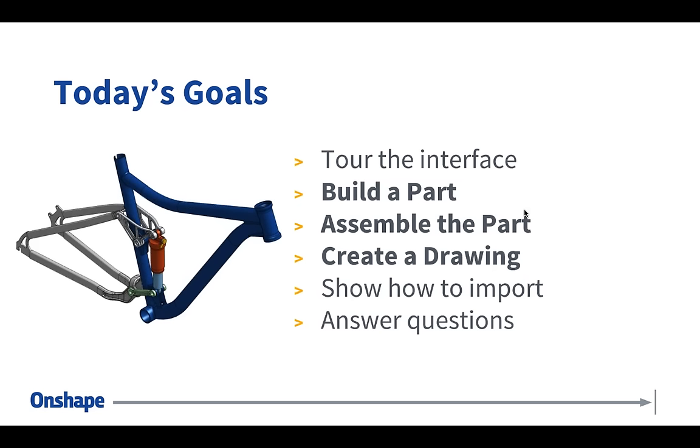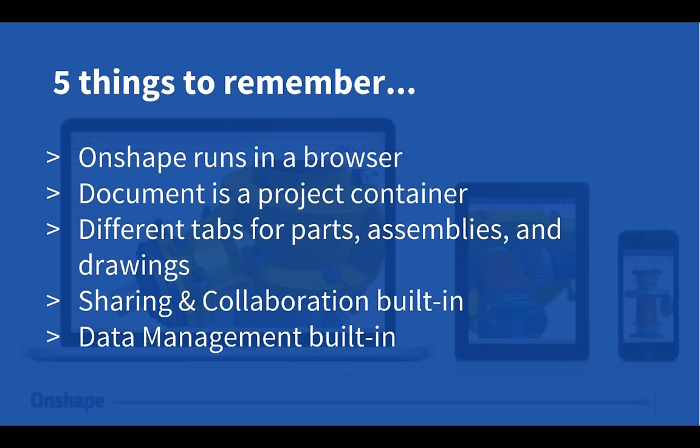Okay, so I have one last slide for you, and then we're going to jump into it. What are 5 things to remember? If you had to leave this webinar with just 5 things, the key things to remember from it. The first thing is Onshape runs entirely in a browser. There are no installs on your computer. Your laptop, your desktop, you can access your Onshape data from anywhere as long as you have your username and password. It runs entirely in a browser, and it runs in a modern browser.